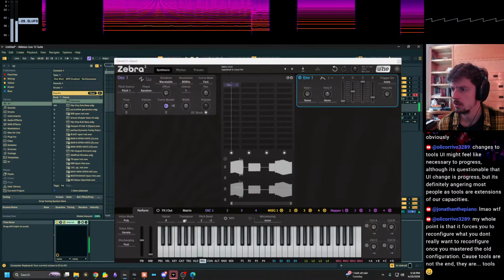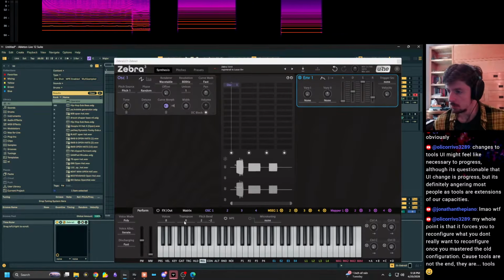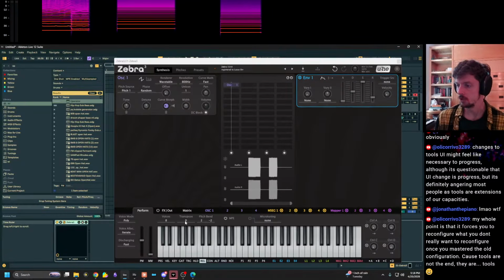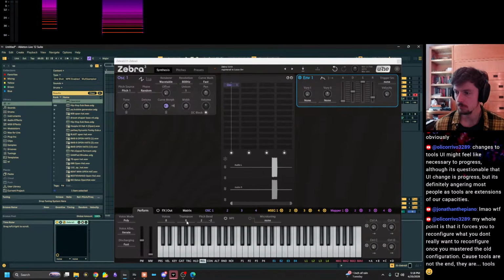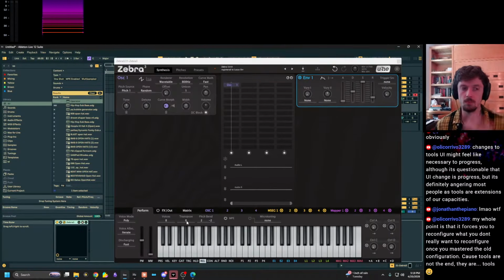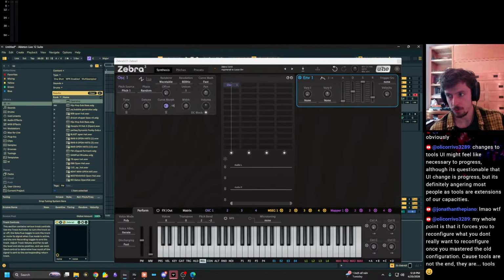Why? I don't understand. My whole point is that it forces you to reconfigure what you don't really want to reconfigure once you master the old configuration. Yeah, I mean, it's unambiguously frustrating for all the older users to have to relearn a thing. Now, if it makes it easier for new people to learn the thing, then I'm all for it.